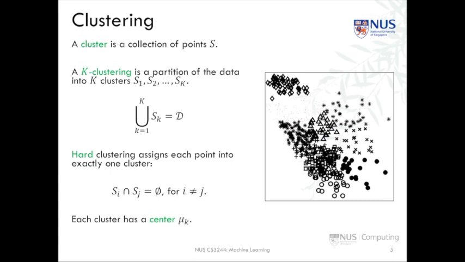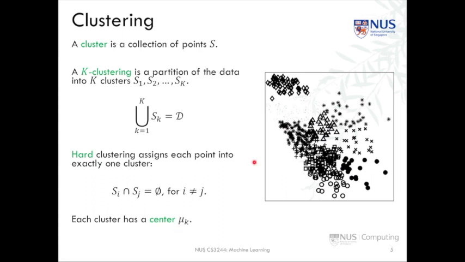We're given a data set with m points and we'd like to create a k clustering, which is a partitioning of the data into k clusters where the cluster assignments are hard, meaning that the union of all of the k clusters would equal the entire data set, and that each point belongs to exactly one cluster. That means the intersection between any two subsets is exactly null. We're going to also say that each of the clusters has a particular mean or center mu k.